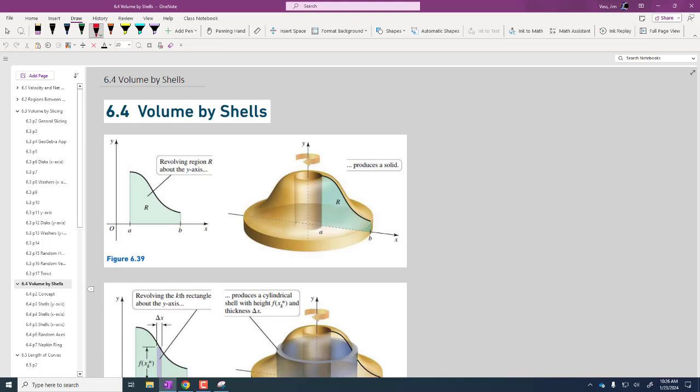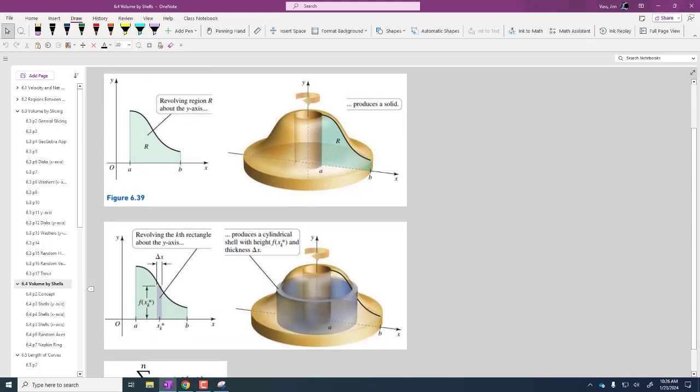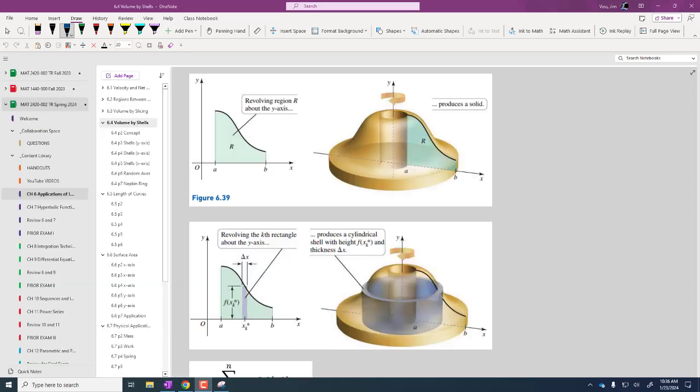Okay, why don't we take our 10-minute break now before we start shells? It'd be good to have a fresh mind before we do the integration using the shell method, since the shell method uses both horizontal and vertical simultaneously.